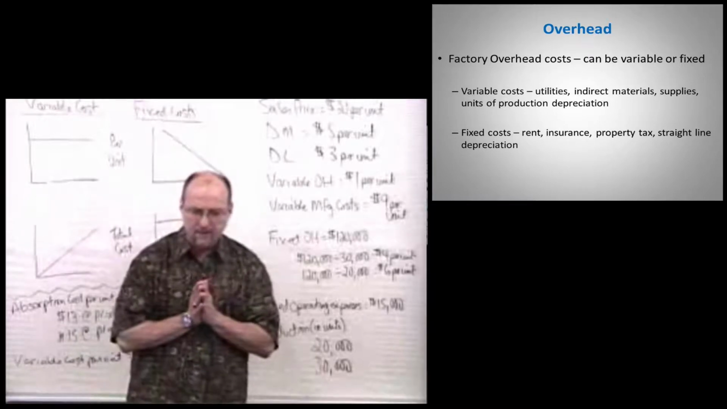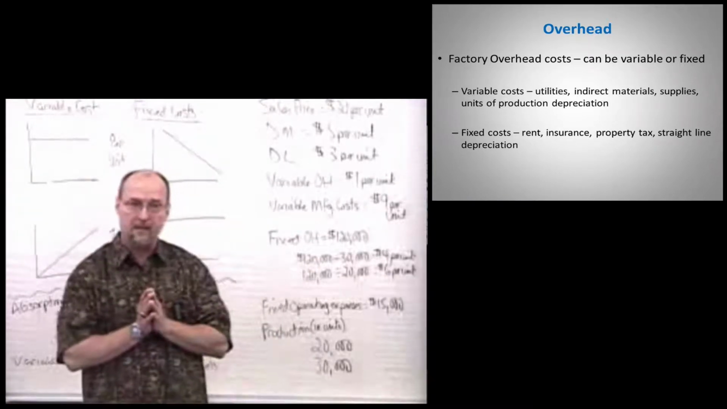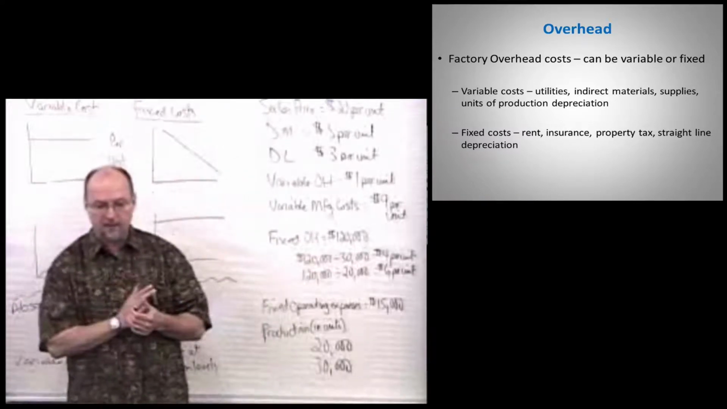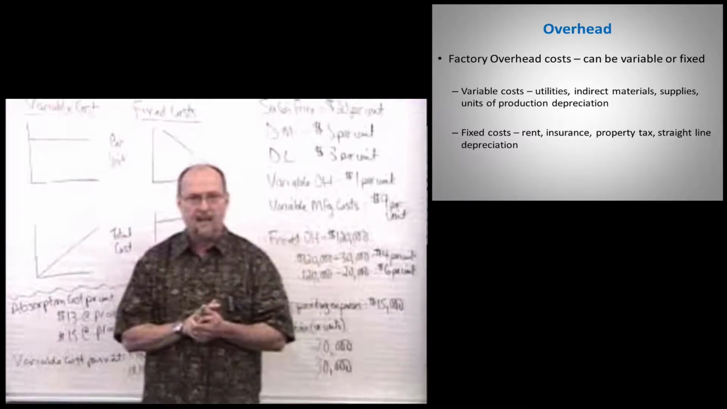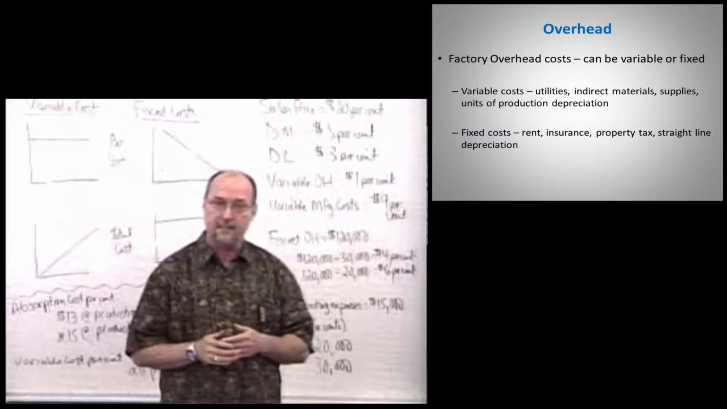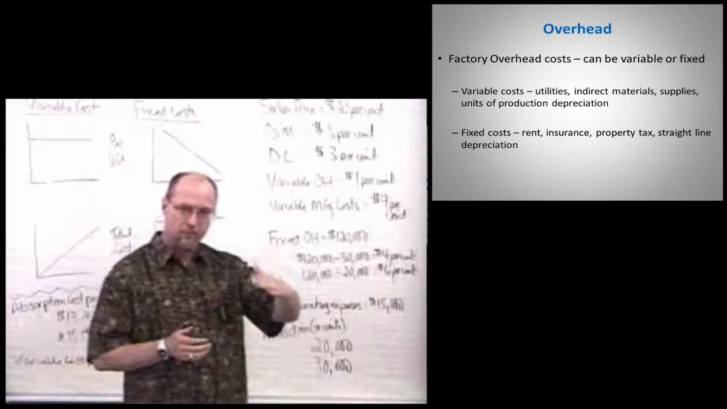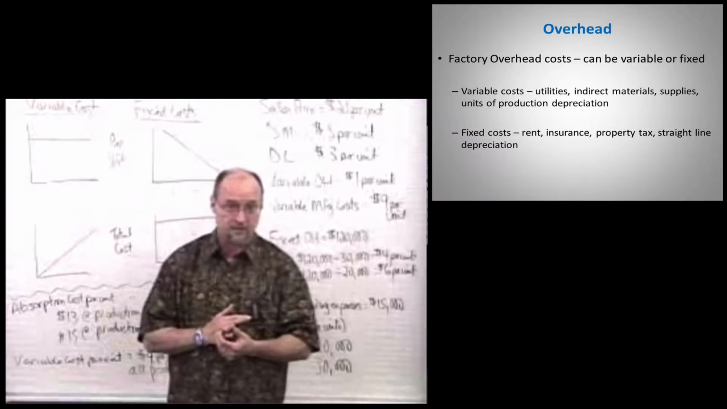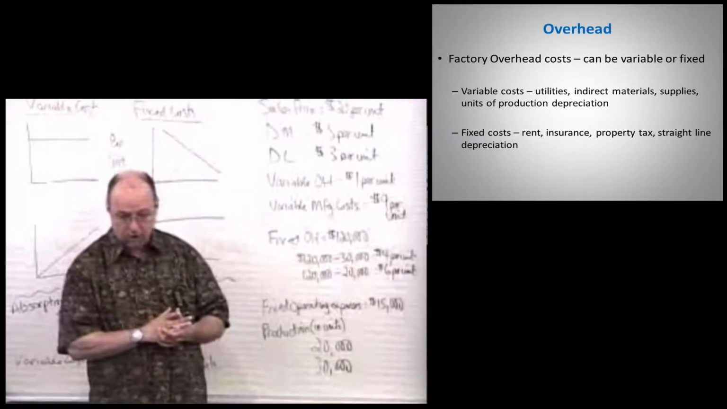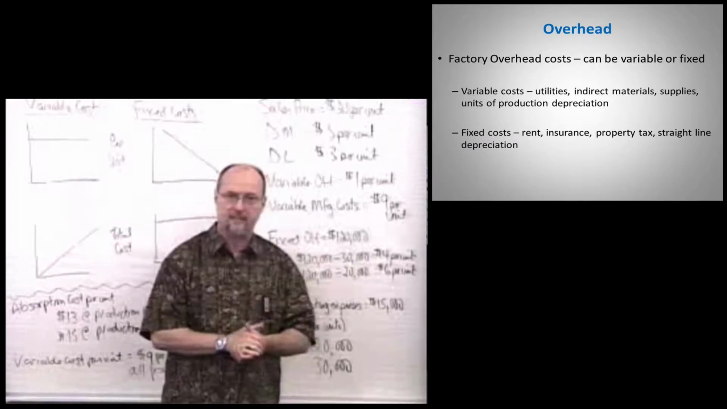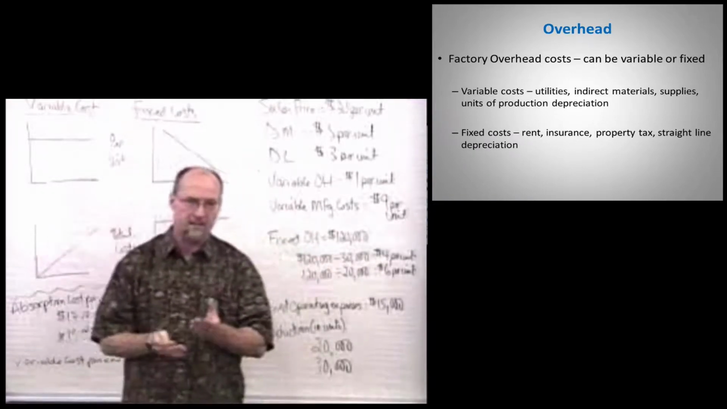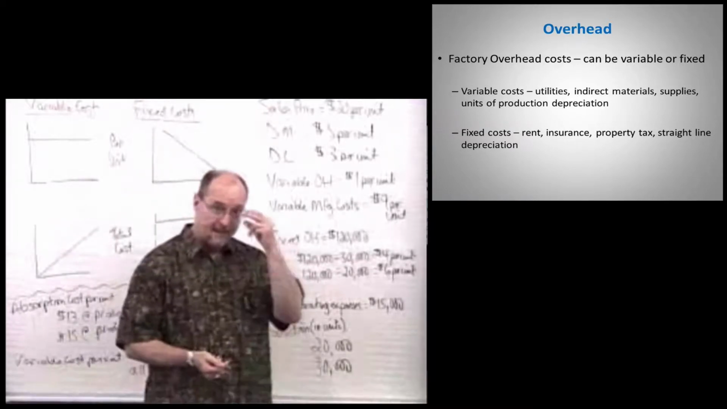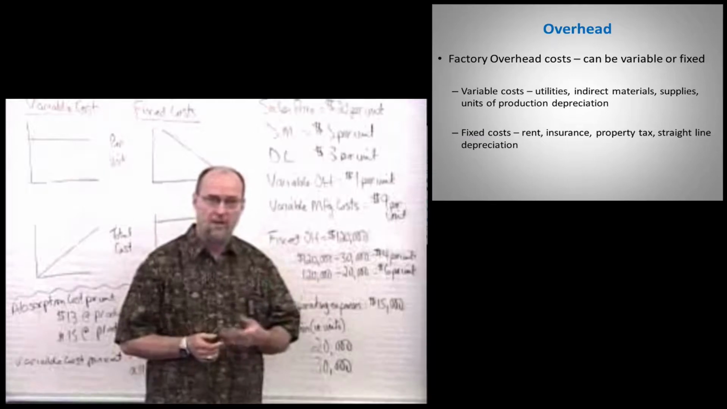Now, we said that overhead costs can either be variable or fixed. Variable costs include utilities, indirect materials, supplies. Sometimes companies use what's called units of activity depreciation, which is based on how much you produce, so that can vary. Fixed overhead could be rent, lease costs, property tax, insurance. If you use straight line depreciation, that's fixed. So we have to split up our overhead costs into a variable and a fixed component. And that's going to factor into how we determine the cost of our product.